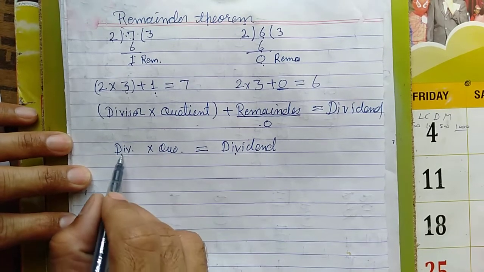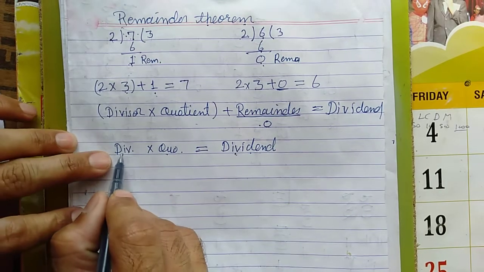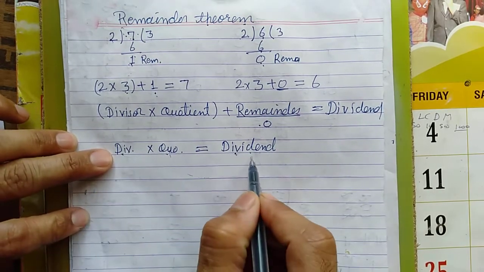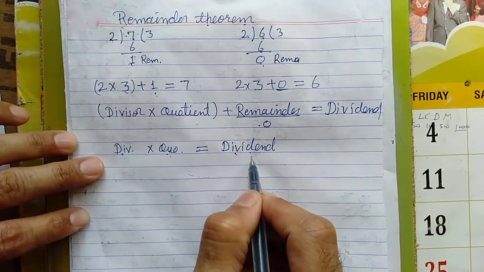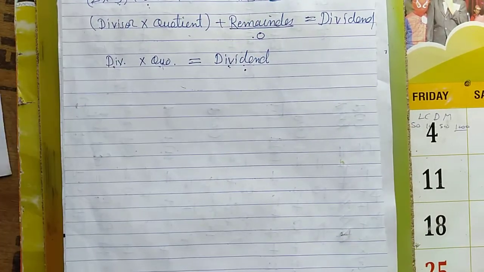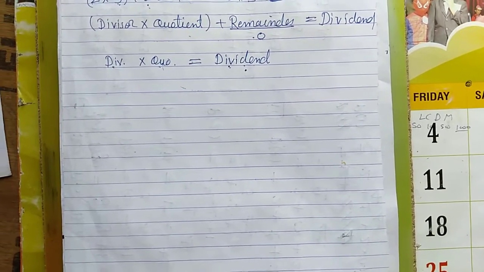Or you can say these both are factors of the dividend, because this is a product. When we want to find the dividend, we multiply; if we want to find the quotient, we can divide the dividend by the divisor. Let's take one example, one algebraic division, and try to understand this.